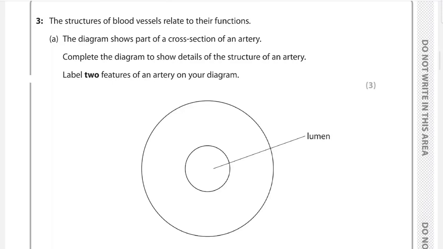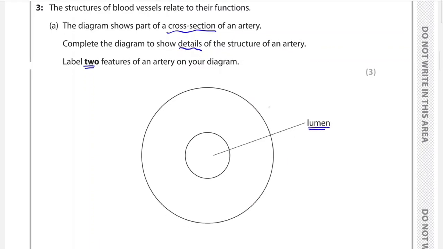The structures of blood vessels relate to their functions. The diagram shows part of a cross-section of an artery. Complete the diagram to show details of the structure of an artery and label 2 features of an artery on your diagram. We only got here the lumen and another circular part surrounding it. We don't have any detailed parts and labels, so let's add them to the diagram.